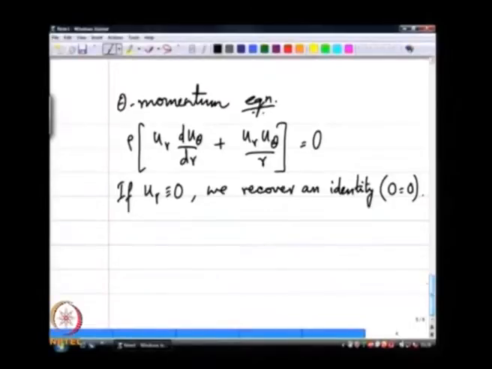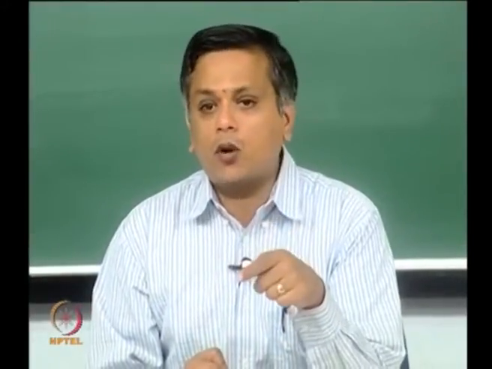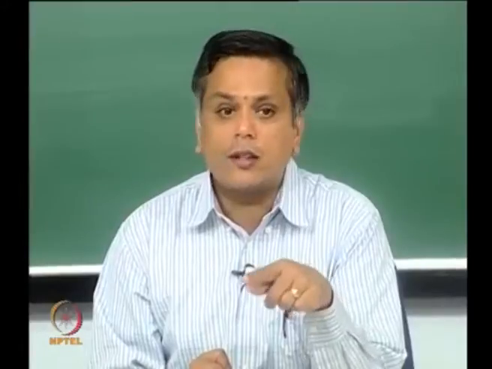Whatever be the form of u theta as a function of r, you will recover the pressure distribution that is set up by that centrifugal action. That is essentially what that equation says. So, any form of u theta as a function of r that you impose on the flow field would give you the corresponding pressure field.